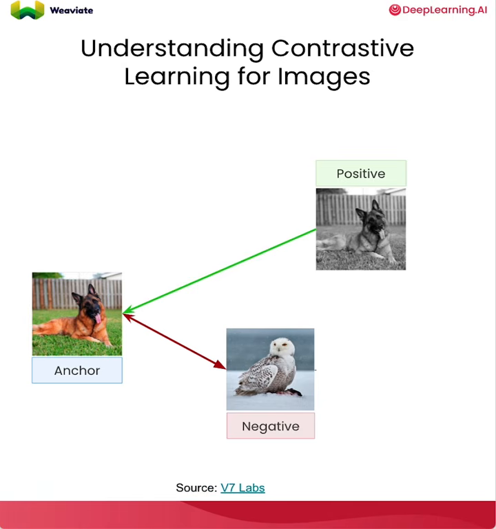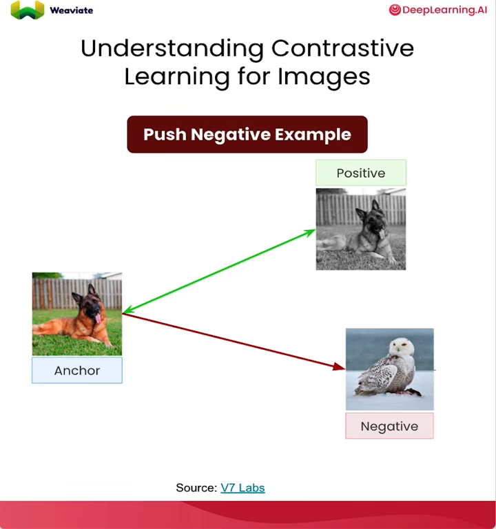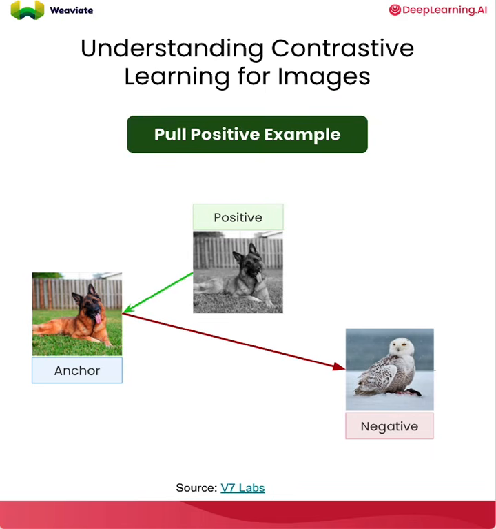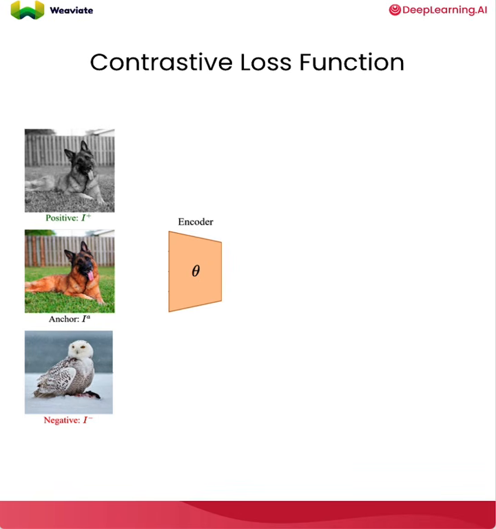We could use the same method to train an image model, where the anchor could be a picture of a German Shepherd, the positive example could be a grayscale version of the anchor, while the negative example could be a picture of an owl. And again, the task is to push away the negative example and pull closer the positive example. The pushing and pulling process is achieved with the contrastive loss function.